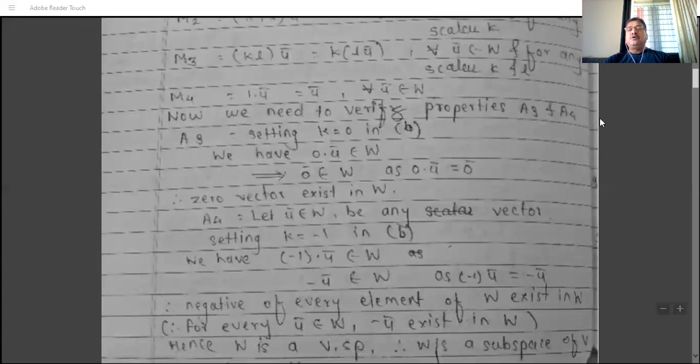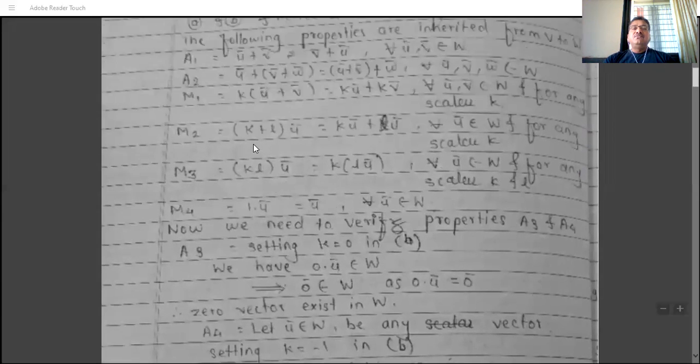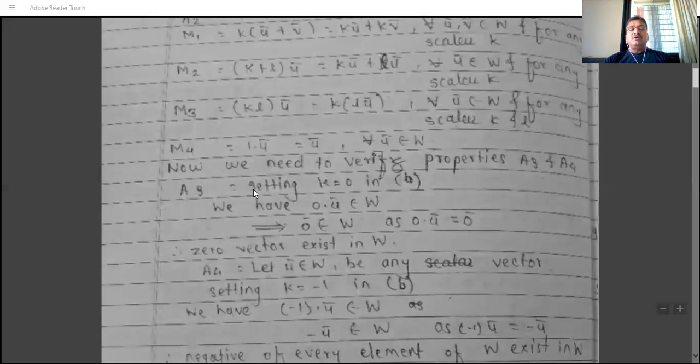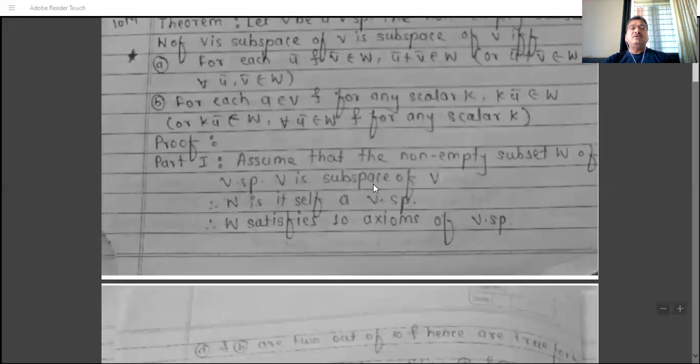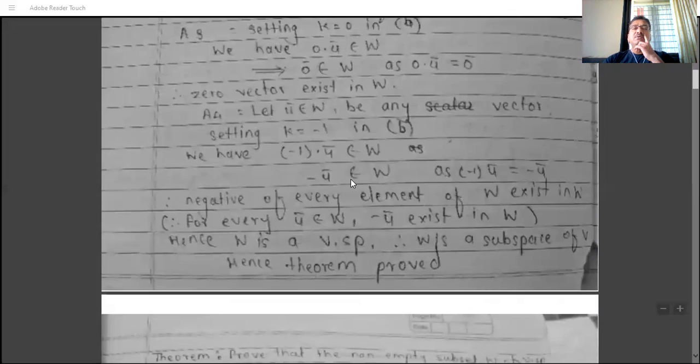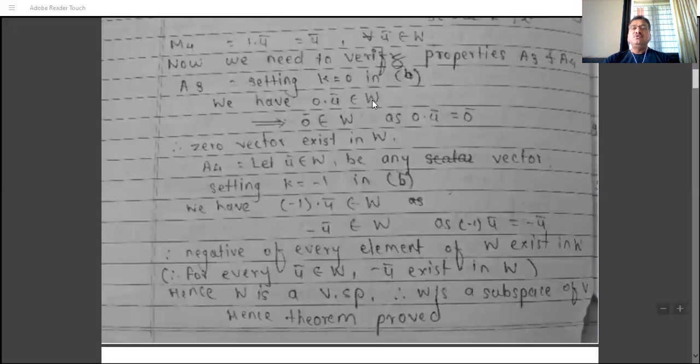Okay, so proof of A3 and A4. So the proof of A3. Our assumptions are A and B. In order to prove the property A3, set k = 0 in B. If we put k = 0 in B, then we have 0·ū belongs to W.